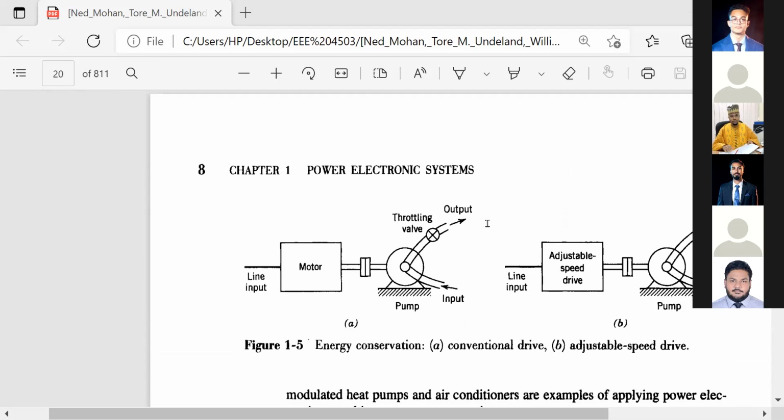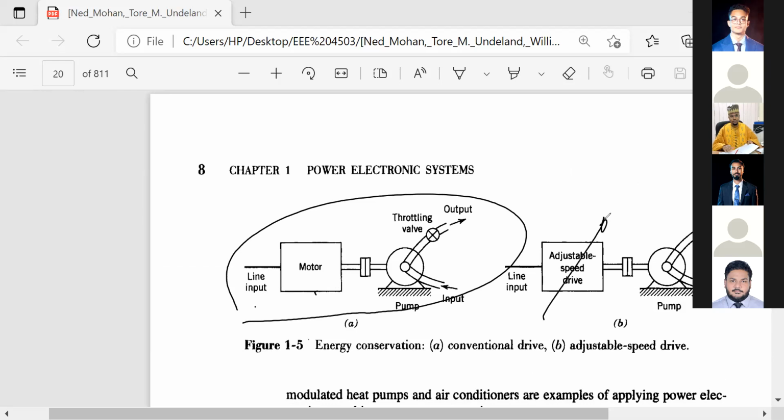So look here, there are two pumps. This pump is just a conventional drive. It takes the power from the input, and the motor is connected to your pump and it is supplying. It does not have any control system for whether you need less discharge of water. But if you have an adjustable drive here, you will take the feedback, and you can always control how much water discharge you really need.